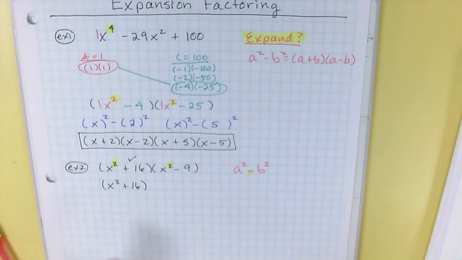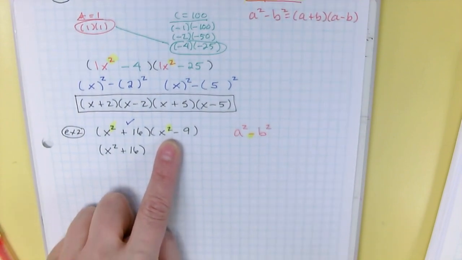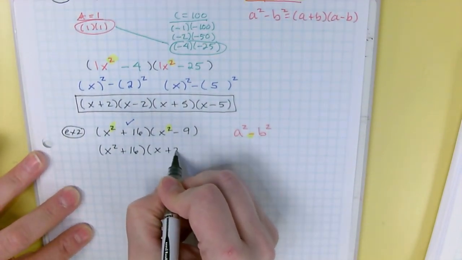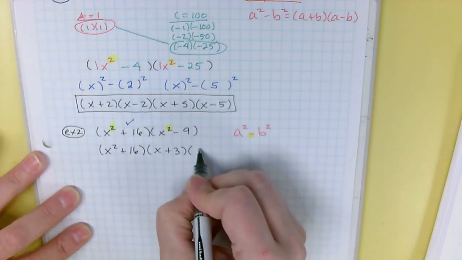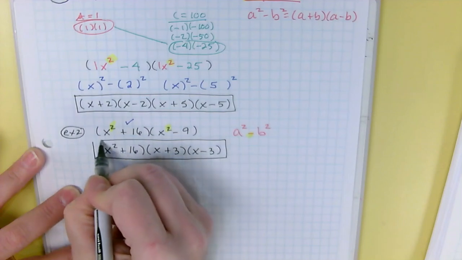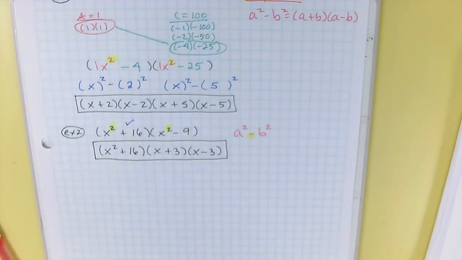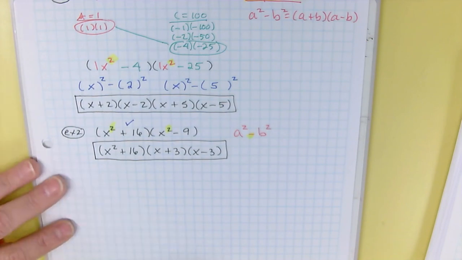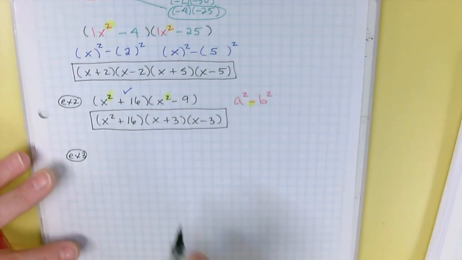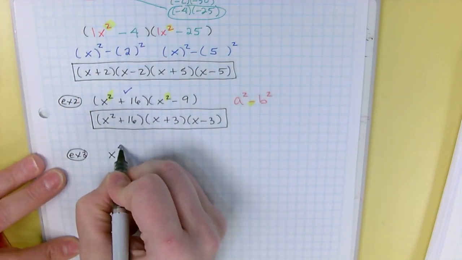The other one, though, does have the minus, and 9 is a perfect square. So a plus b, x plus 3, a minus b, x minus 3. So if your x squared term has a plus in it, it's not going to expand and you're done. All right, last one, and then we're done. Very short notes today. This one always gets people, and I'm not sure why.